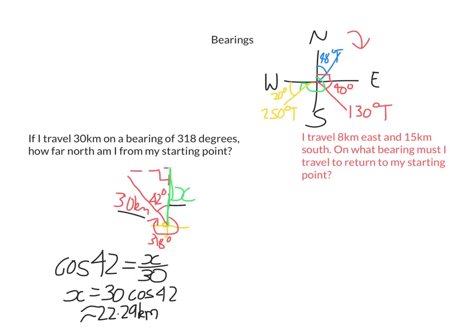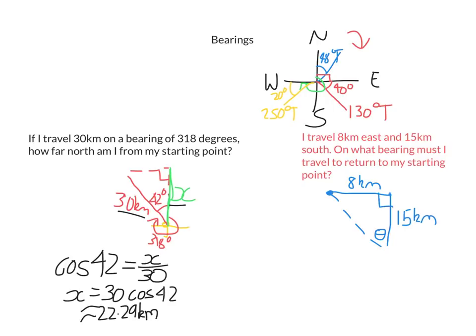Let's have a go at this question here. I travel 8 kilometers east, 15 kilometers south, and I want to know the bearing on which I must travel to return to my starting point. As I've done in the last few examples, I'll draw a diagram, and I need to have a right-angled triangle somewhere. I started here, I went 8 kilometers east, and then I went 15 kilometers south. I want to know the bearing I need to travel to return to my starting point. So let's make this a right-angled triangle. I need to find this angle here, theta.